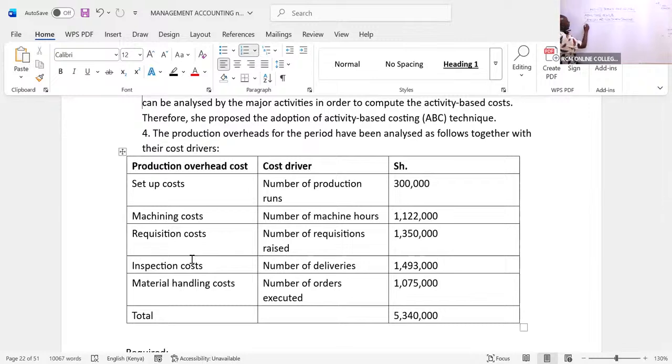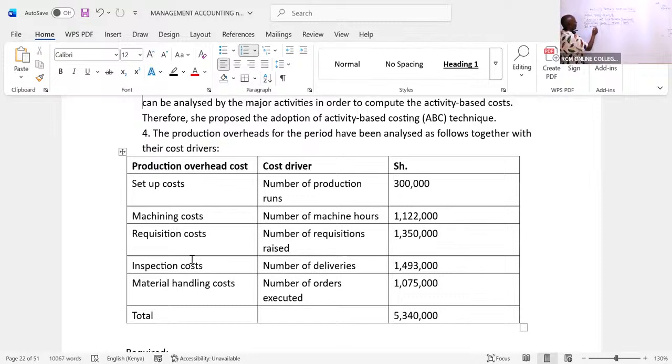So we have the cost drivers. I'm just copying the way they are. So remember these cost drivers. You shall be doing this for sofas, for tables and the beds. Tables and beds.